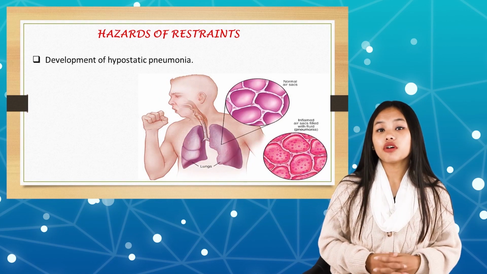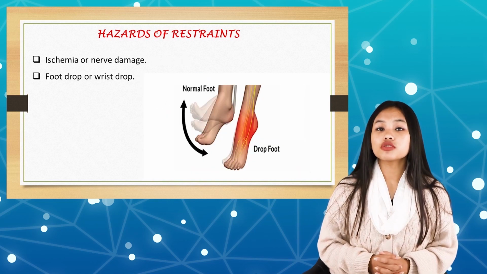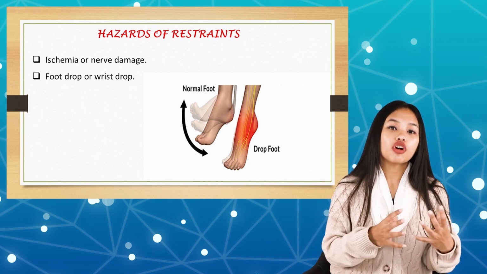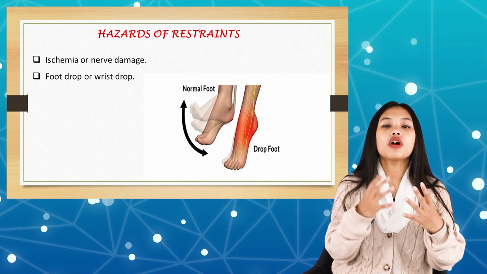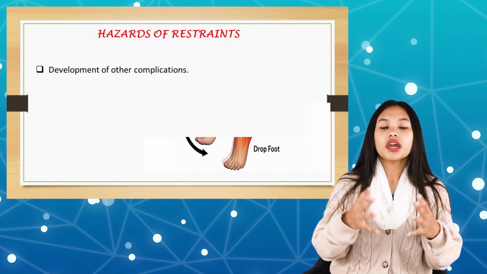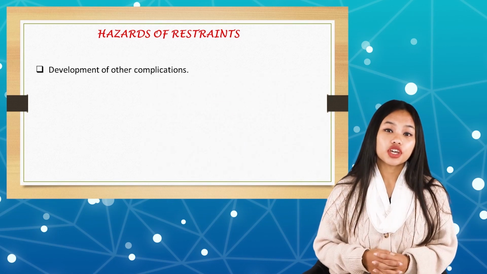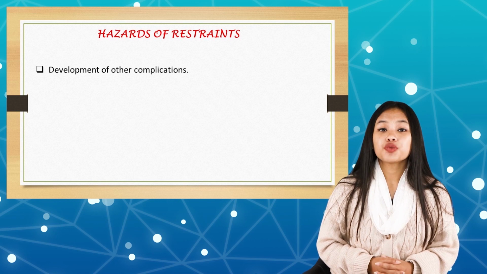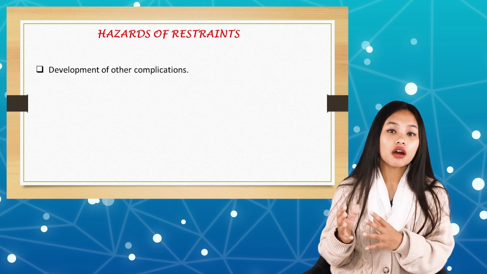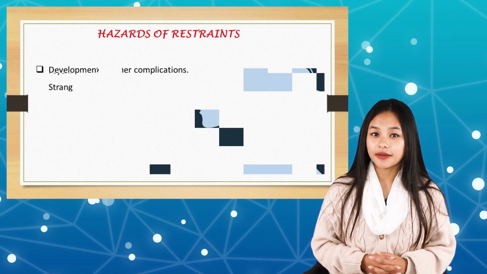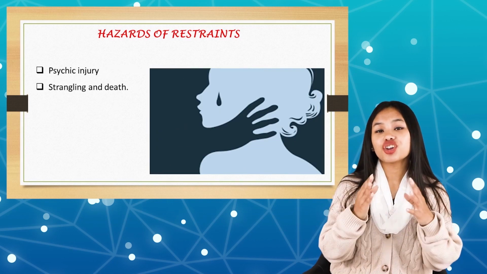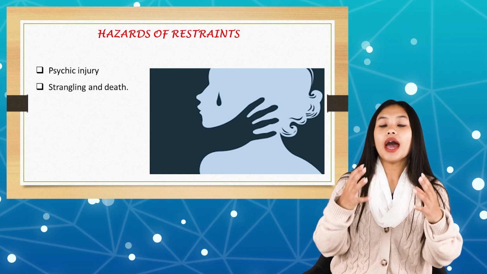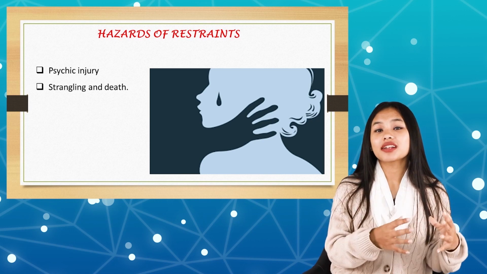There can be development of hypostatic pneumonia. There can also be nerve damage as well as ischemia. There can also be foot drop or wrist drop, or even asphyxia or aspiration pneumonia. There can also be a development of other complications such as inability of the client to escape from injury or death, as well as inability of the nursing staff to resuscitate a client in time. It can also lead to a psychic injury, whereby the client may feel that he or she is being punished. And it sometimes can even lead to strangling and death.